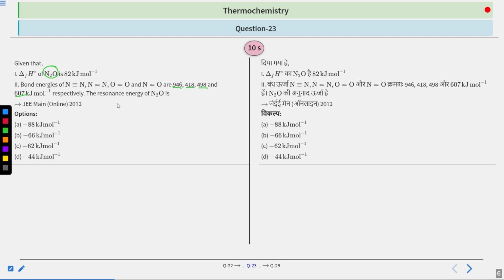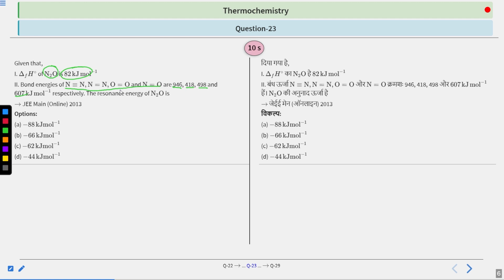How will we find it? The hint is that the resonance energy is the energy that is extra supplied, because delta H formation is given, and you can also find the delta H formation using these values. You will write the standard equation for the formation of N2O using the standard states of each element, and then you will write the enthalpy of that reaction in terms of the bond energies, and then you can calculate your value.